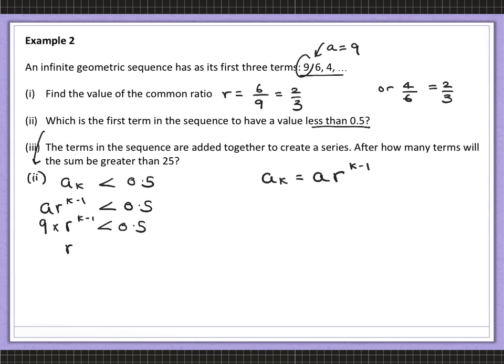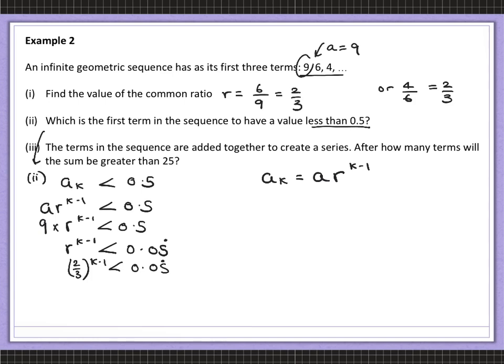Divide both sides by 9, which gives us r to the power of k minus 1 is less than 0.05 recurring. Now, this is what I was referring to earlier on. You can cause all sorts of issues if you try and use different bases here. Now we know that r is equal to 2/3, so I can say that 2/3 to the power of k minus 1 is less than this value on the right hand side. I am going to use either log to the base 10 or ln to solve this problem, and because it's an inequality, both methods will work.